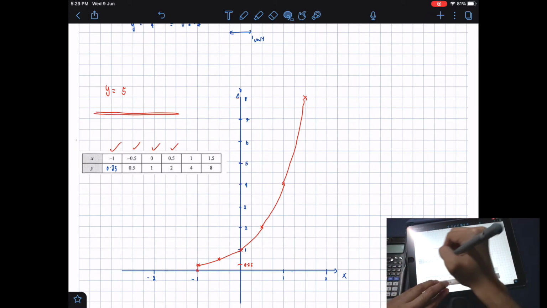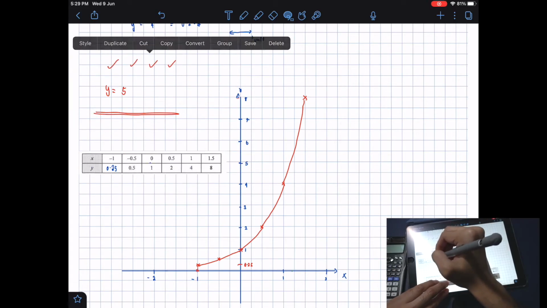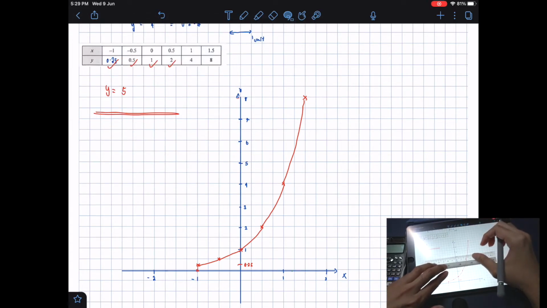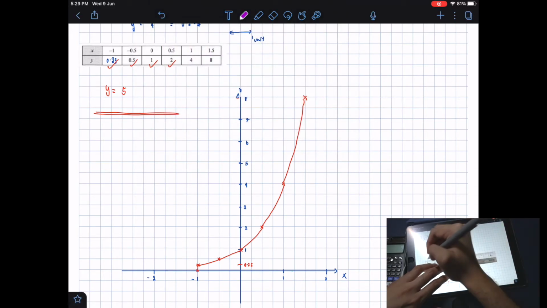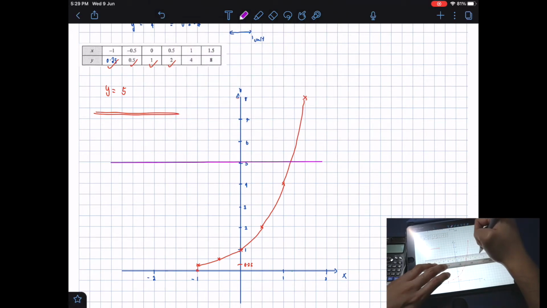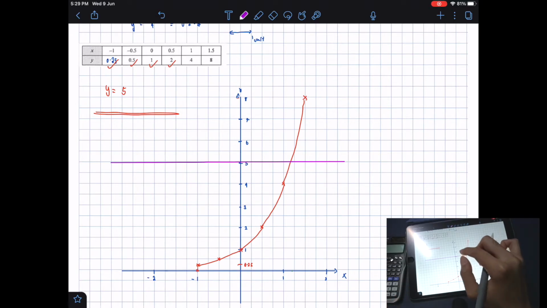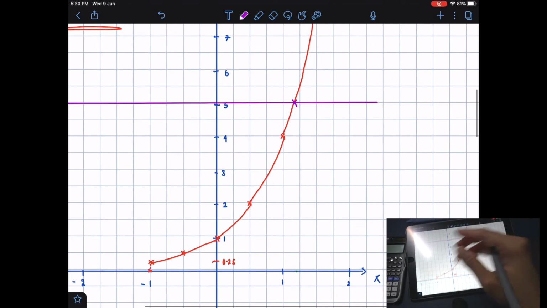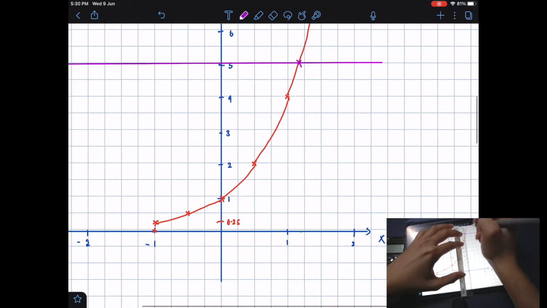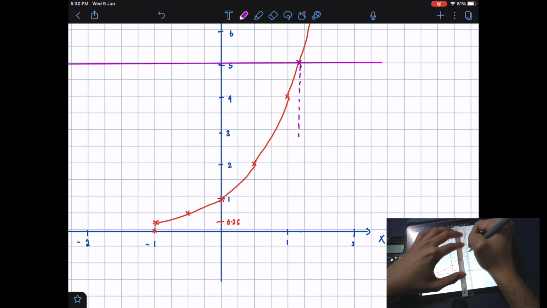So I'll move my box here because it's in the way of my drawing. So when y equals 5, I'll just be drawing this straight line. Now we can see that this y equals 5 line is cutting the curve. At this point, you will jot it down and you will make a dotted line all the way down here such that you can find out what the x value is.